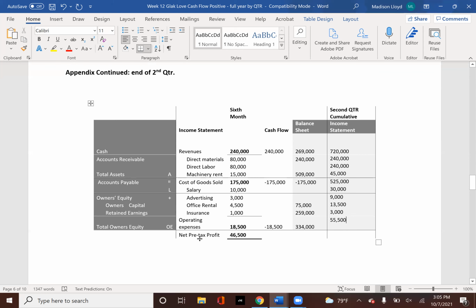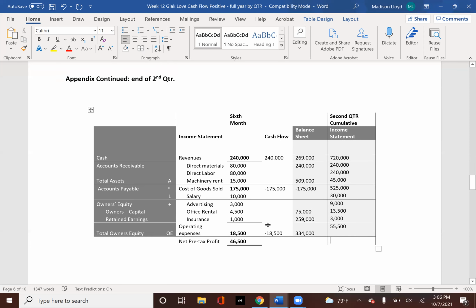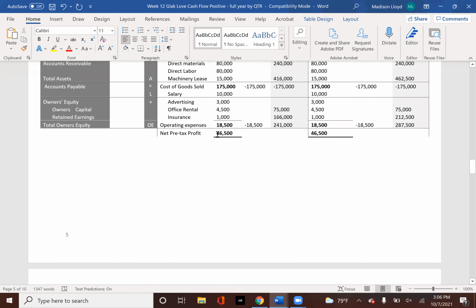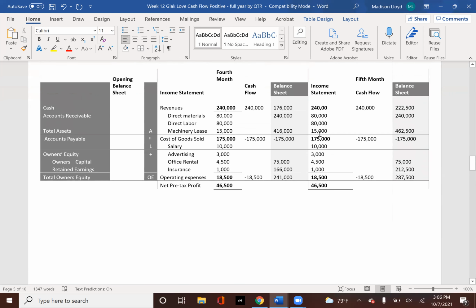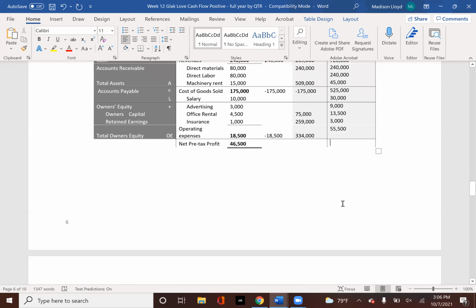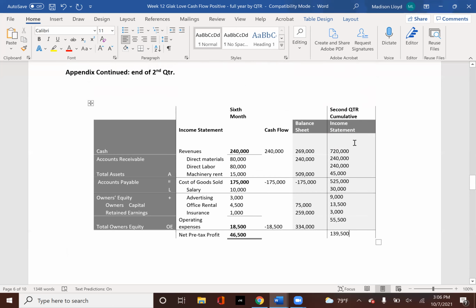And then you're gonna come down here and calculate your net pre-tax profit for all 3 months for the second quarter, 4th month, 5th month, and 6th month. All of them are going to be the exact same profit because that's their exact same revenues, all of our other values. So $46,500 times 3, $139,500.